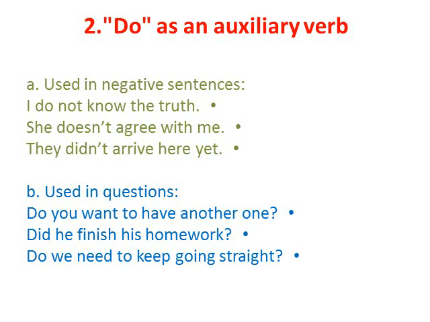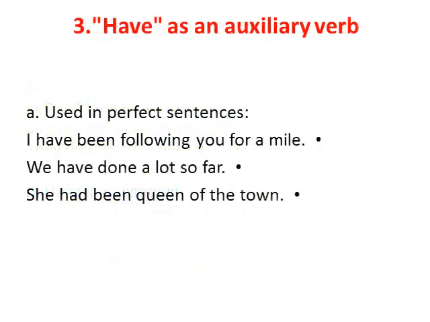As in these examples we have do you want to have another one, or did he finish his homework, and we have do we need to keep going straight. The third auxiliary verb is have.